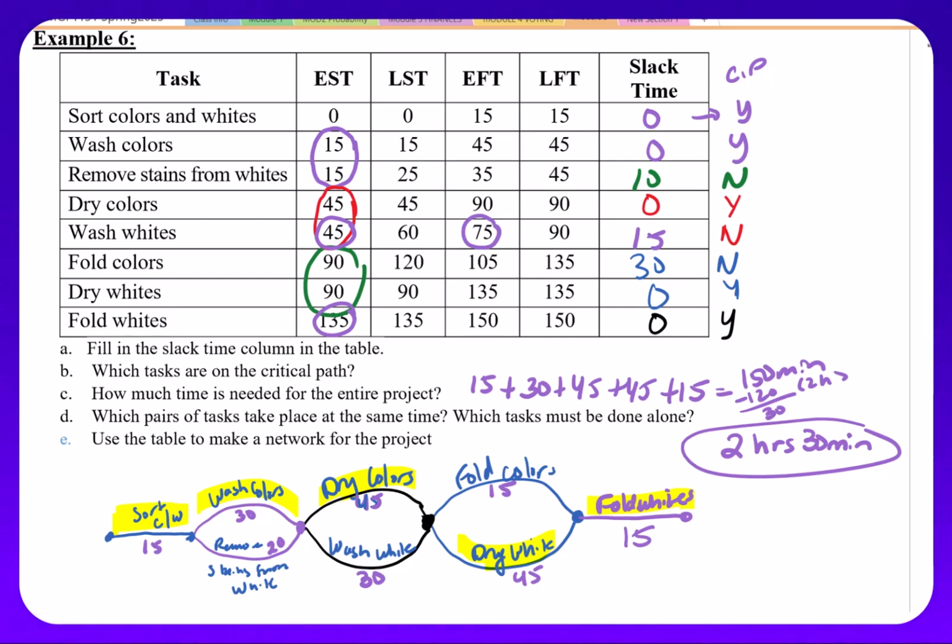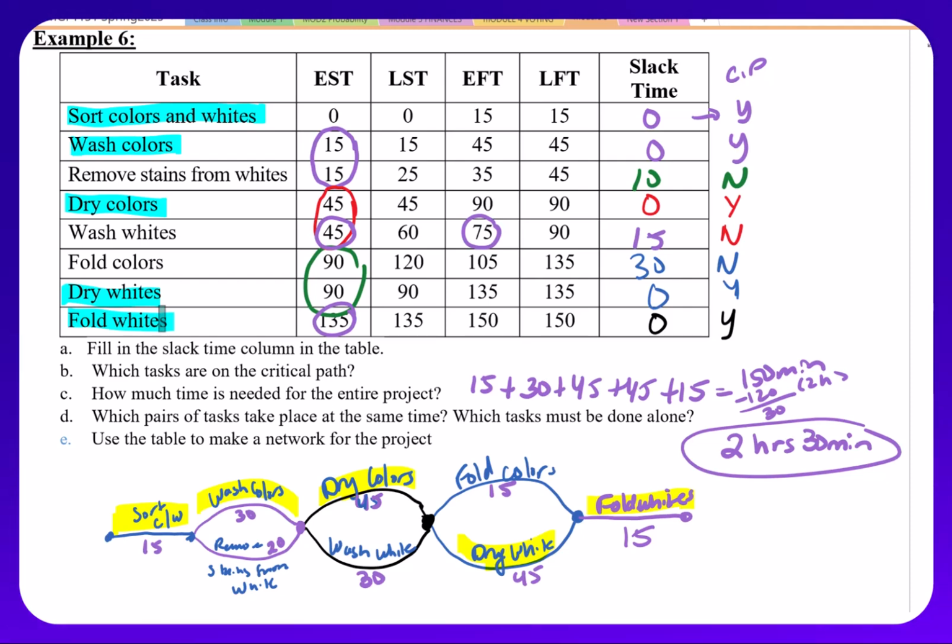So again, multiple ways to do it. We had to do sorting whites, wash colors, dry colors. Then we went down to dry my whites and then fold my whites. So those were my pieces that we did multiple different ways to come up with those critical path formats.